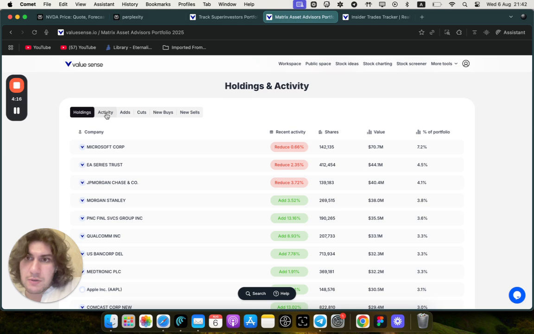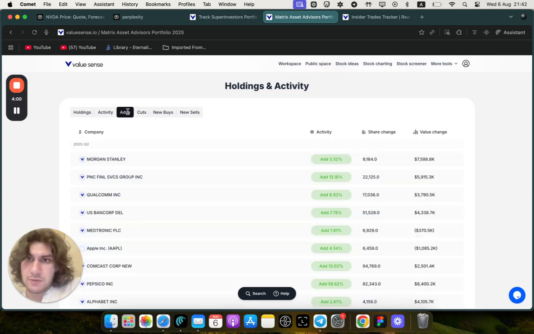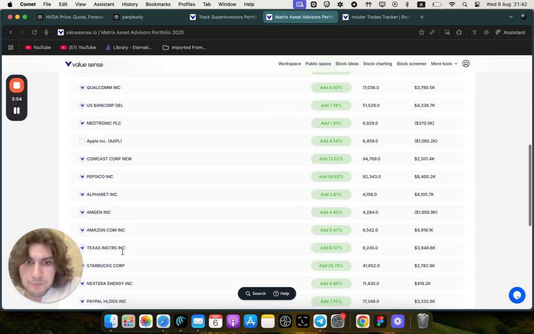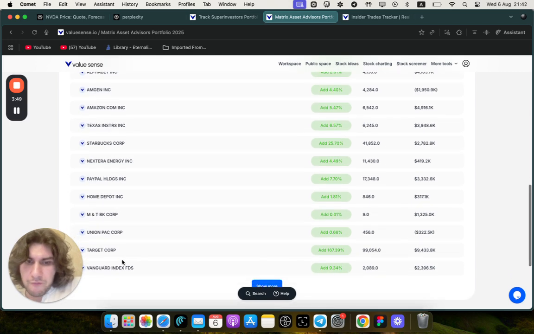But in addition to that, we can screen for activities of the fund and understand what were the total moves in this quarter. We can filter those activities by adds, cuts, and new buys and new sells to understand how the fund adds to its winners. For instance, this fund added quite a position to PepsiCo, to Starbucks, and like a very big addition to Target Group Corp, like 170%, that's a lot.